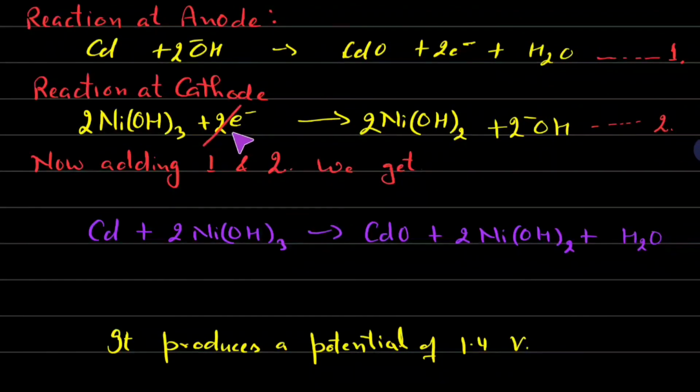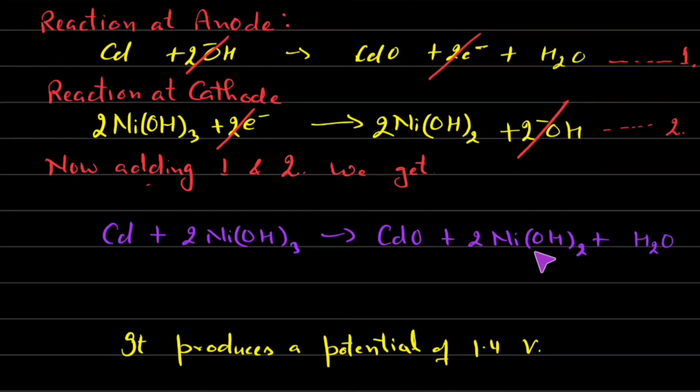Then the 2 electrons got cancelled. OH negative ions got cancelled from the reactant side and product side, beta. Then on the product side we are left with cadmium oxide plus 2 NiOH whole twice plus water molecules, beta. And this cell will produce a potential of 1.4 volt. With this, thank you. Hope this is clear.